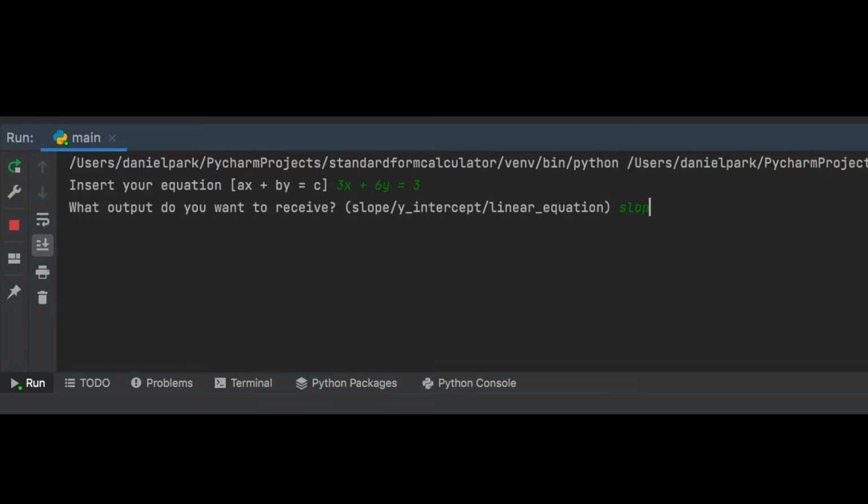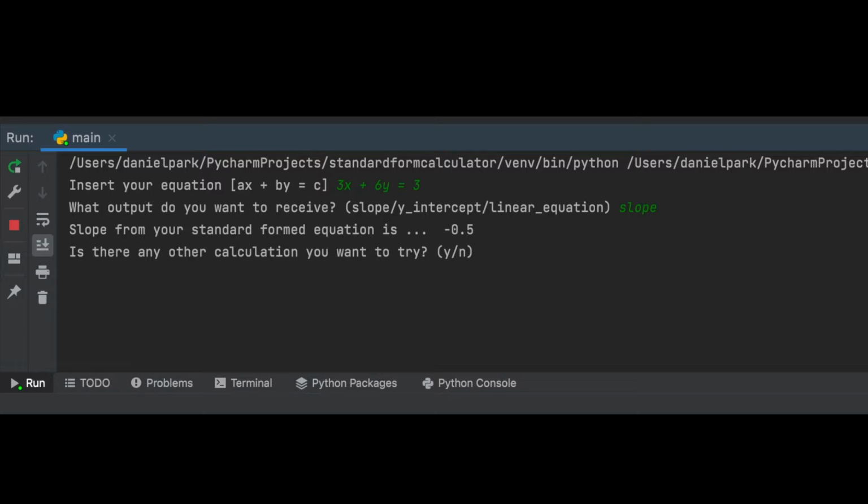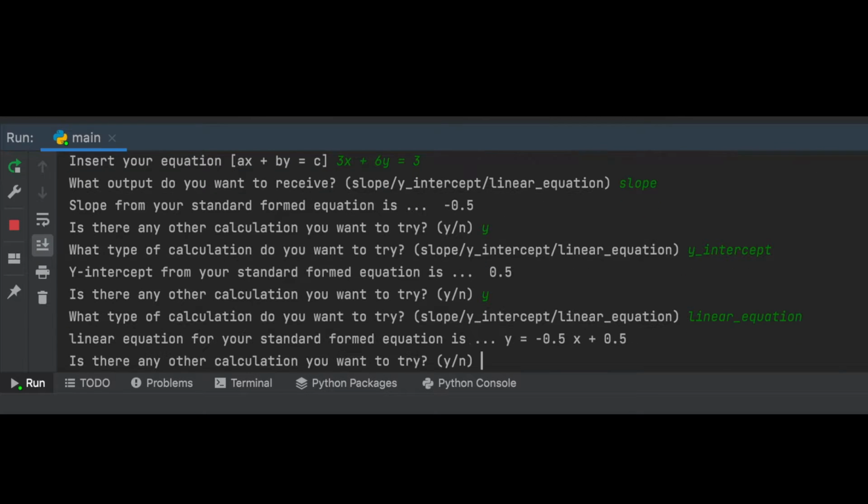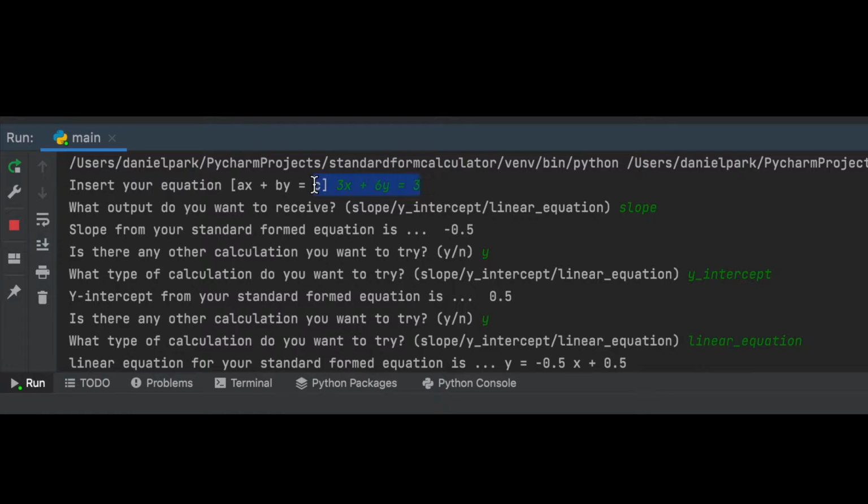So first, if I insert slope, it will show the value of slope. And if I say I want to continue to the additional calculation based on the same equation, if I type y-intercept, it will show the value of y-intercept. And lastly, if we type linear equation, it will show the full written linear equation based on the standard form equation that I inserted.